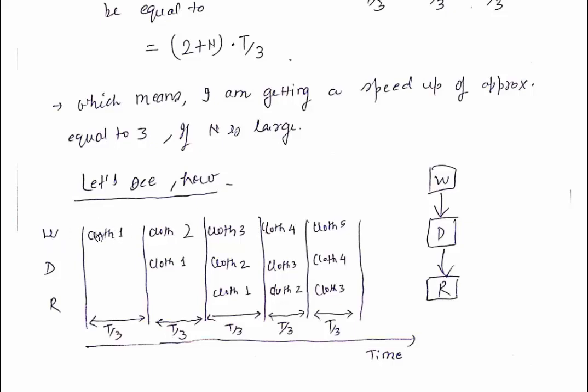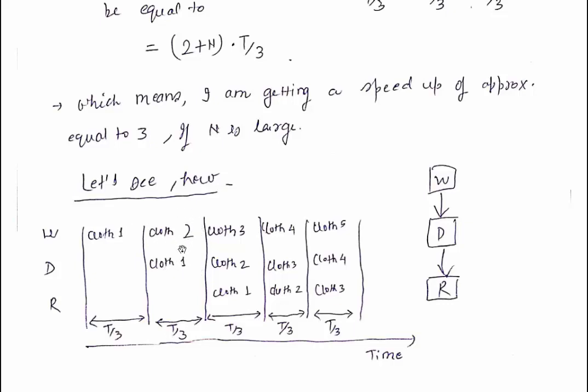Okay, now when cloth 1 has finished the washing subtask, it would be transferred to the drying unit so that it could be dried off, and at the same time cloth 2 has been fed into the washing unit, because all the three units are now independent. We have divided the machine into three smaller parts, and those three smaller units can be made functional in an overlapped fashion. Okay, so cloth 1 is now in the drying unit, and we have fed cloth 2 into the washing unit.